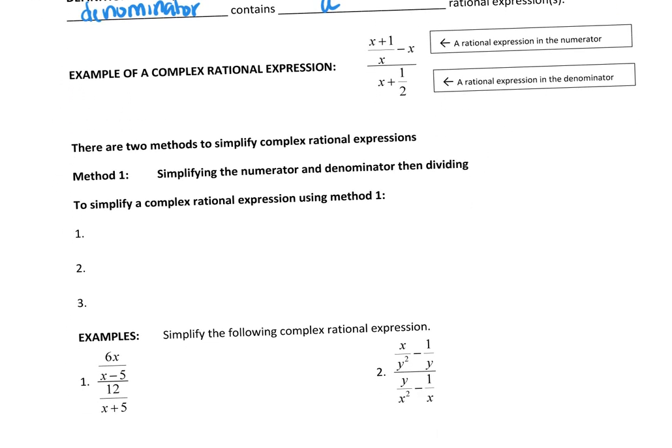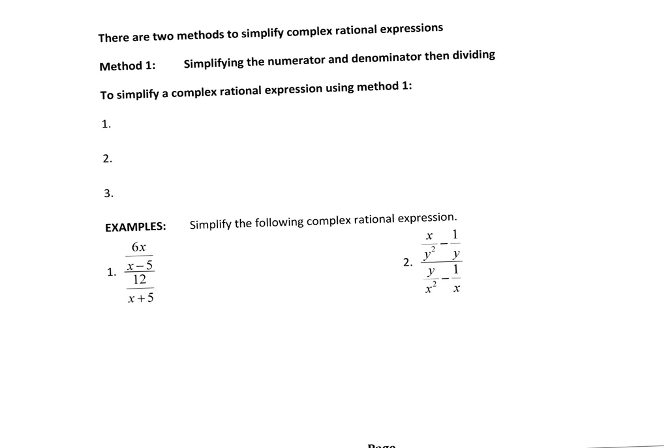So to do that, there are two methods to simplify these, and we're going to go through the first method, which requires us to first, let's look at the first example and I'll explain what we need to do. And we'll write the steps as we do the example. So it says 6x over x minus 5 divided by 12 over x plus 5.